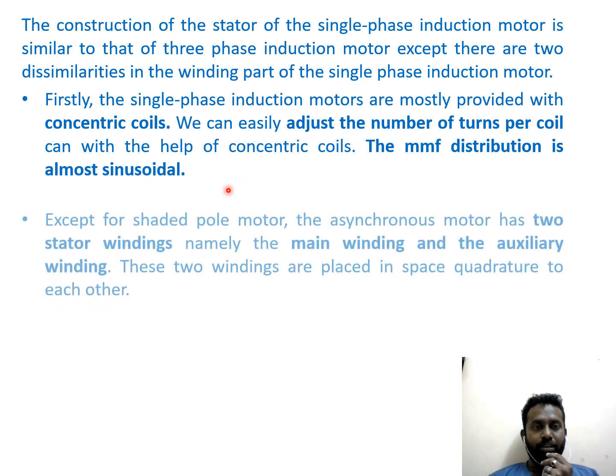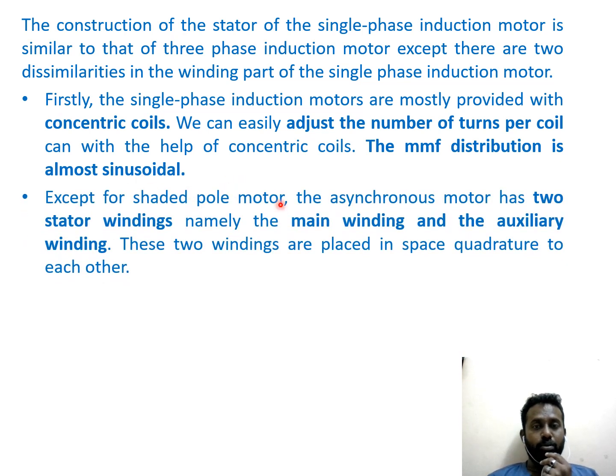This is the first one. Secondly, except for the shaded pole motor, the asynchronous motor has two stator windings, namely the main winding and the auxiliary winding. We'll see why we are using these two types of windings. These two windings are placed in space quadrature to each other. So these are the two dissimilarities between a single phase and a three phase induction motor stator.